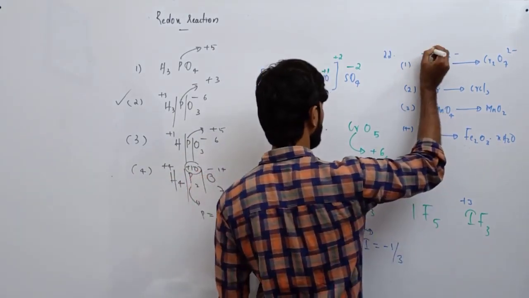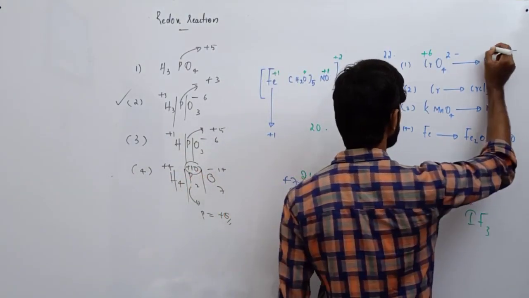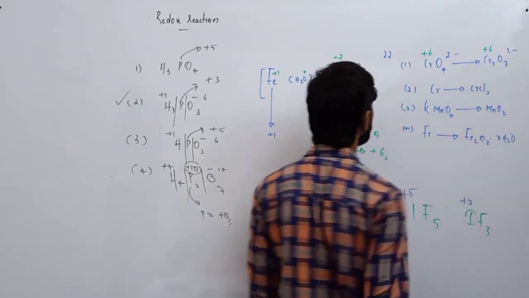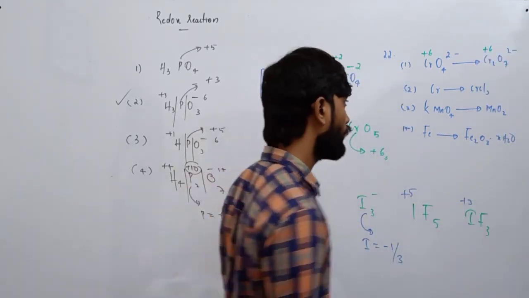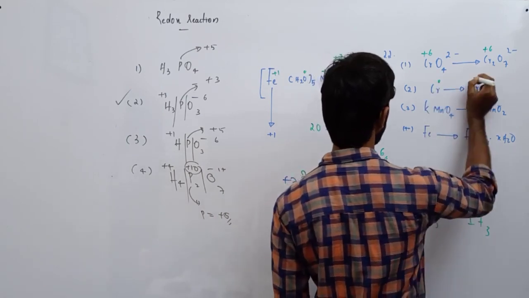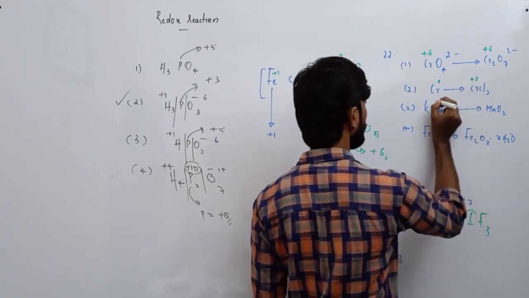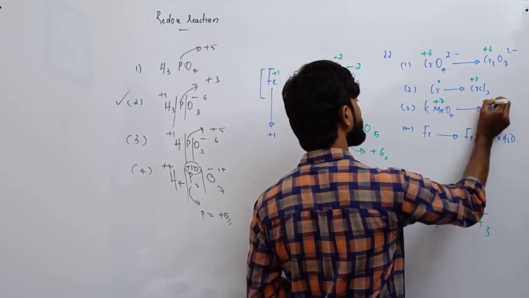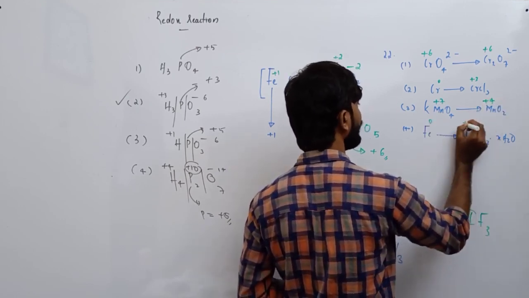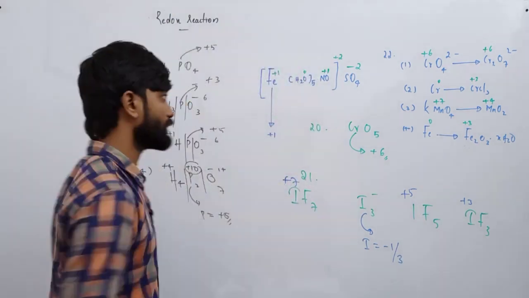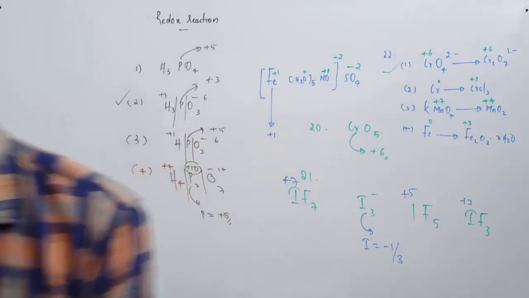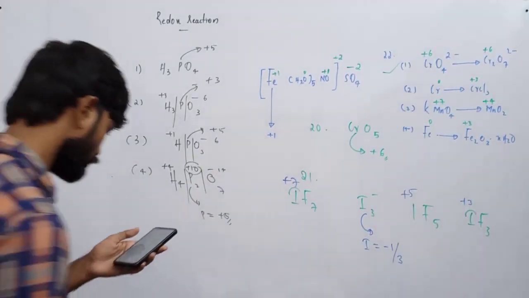You know that in dichromate the oxidation state of chromium is +6. Sorry, this is chromate. Chromate also has +6 oxidation state of chromium, and dichromate also +6. Chromium 0, now chromium +3. In potassium permanganate, the manganese is in +7, and here the manganese is in +4. Iron 0 and Fe2O3 +3. So it is clear that there is no change in oxidation state for chromium, so there is no oxidation as well as reduction. So your choice is 1.